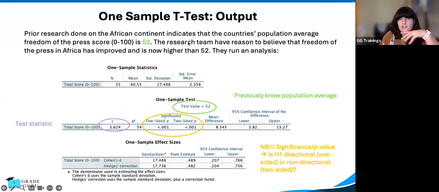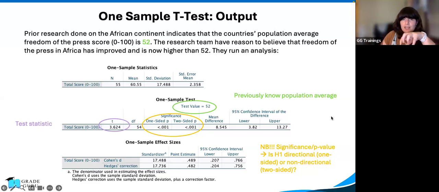If you read the last sentence, the research team have reason to believe that freedom of the press in Africa has improved and is now higher than 52. So it is a directional H1. So we would choose the one-sided p, and you can see that that's lower than alpha. And so you would reject the H0. Okay.